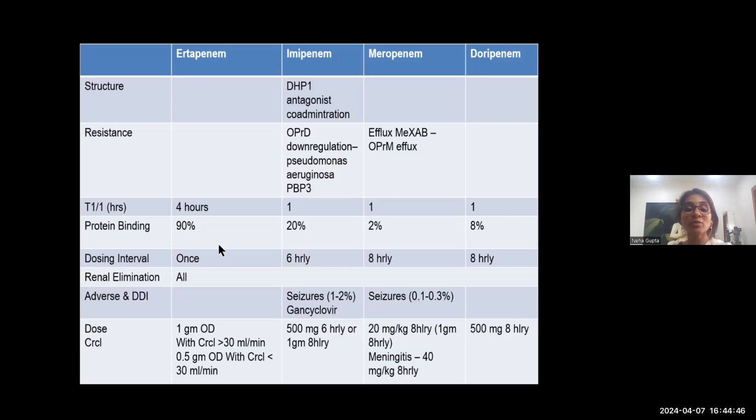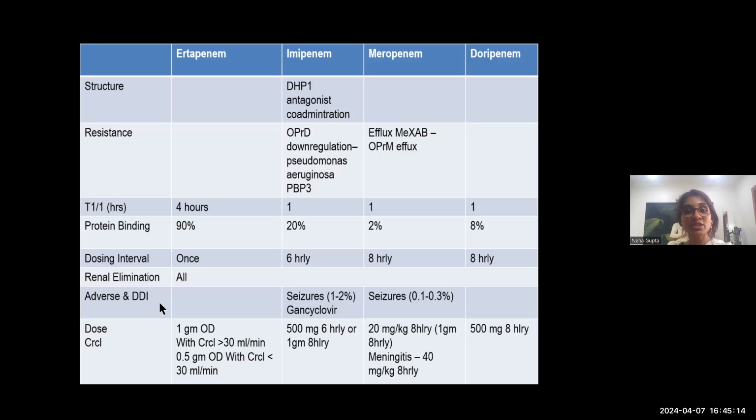Another advantage is that ertapenem can be given both as IV or intramuscular, whereas meropenem and doripenem have to be given as more frequent dosing. For imipenem, preferably 6 hourly over a 2 hour infusion. Meropenem is 8 hourly over 3 hours, and doripenem is again an 8 hourly infusion. All of them have renal elimination, so in patients with decreased creatinine clearance, doses have to be modified.